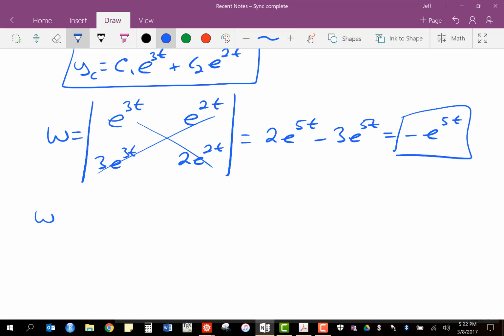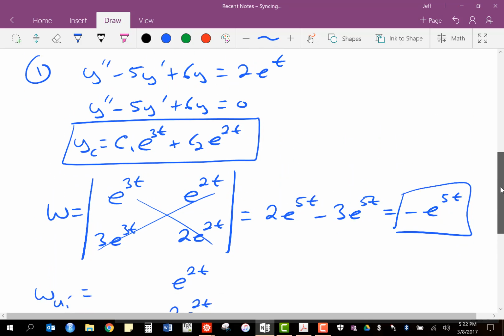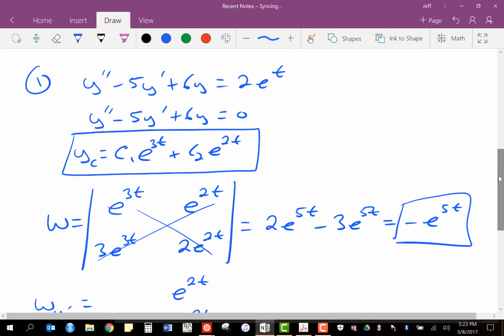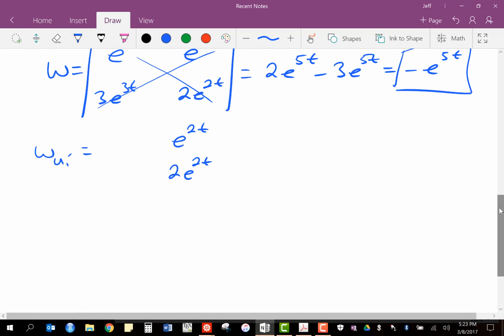Then I want to find the Wronskian W sub u1 prime. The second column is going to stay the same, e to the 2t, 2e to the 2t. And you'll recall that when we were solving that system of equations back in the first video, the first equation was equal to 0, and the second equation was equal to f of t. So at this point, you will always put a 0 in the first row.